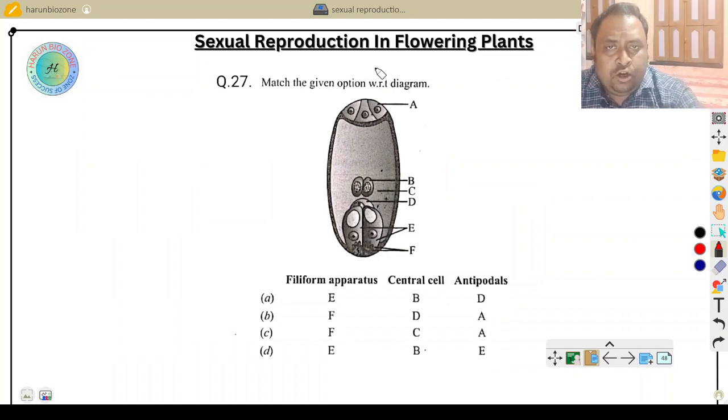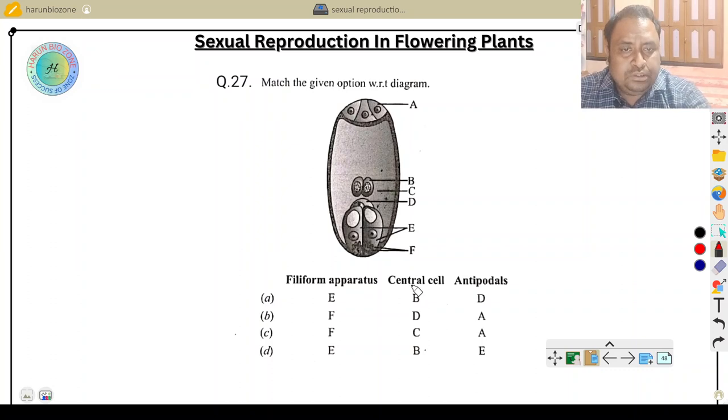This is the option diagram. The first is the filiform apparatus. So what is the function of the filiform apparatus? When the pollen tube enters the embryo sac, the movement of the tube nucleus and generative nucleus of the pollen tube inside the embryo sac is maintained by the filiform apparatus.